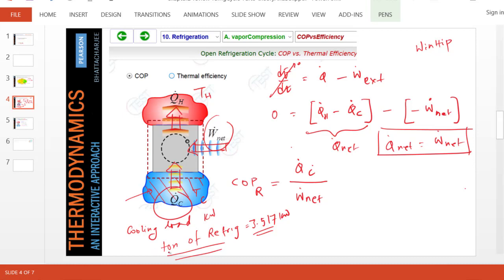It was in the olden days, this was the only source of refrigeration, a piece of ice. But right now, just if you remember that a ton means this, that's enough. Okay, so now we know what is COP.